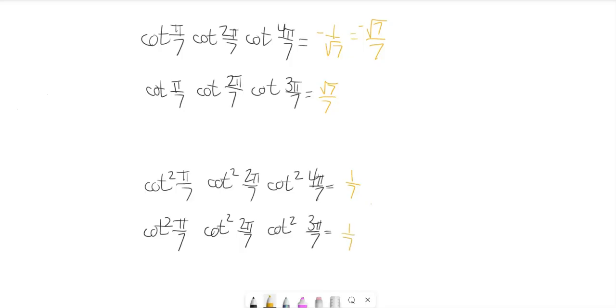Now the reason the first one down below there is positive is because if you take two negatives and you square the amount, the negatives will cancel. So that's why both of those cotangent squared products yield 1/7 as the answer. Okay, now let's move on to the next part of the video.